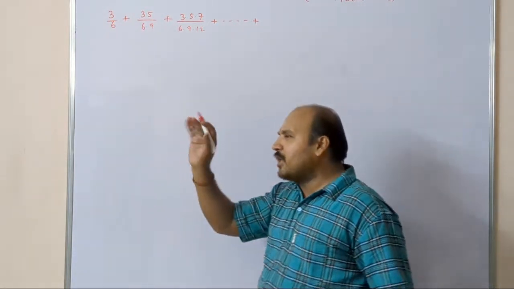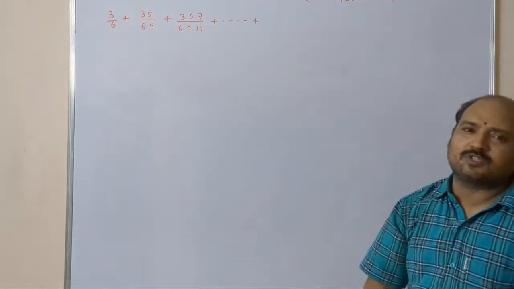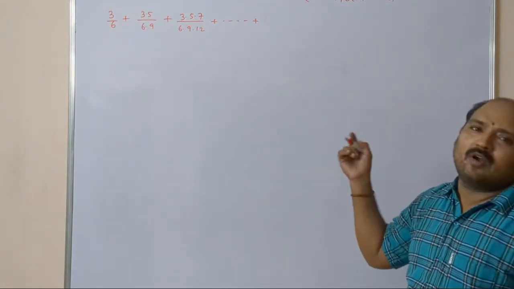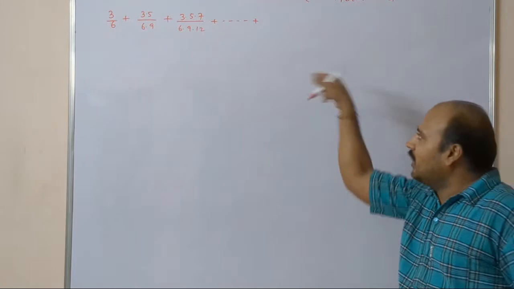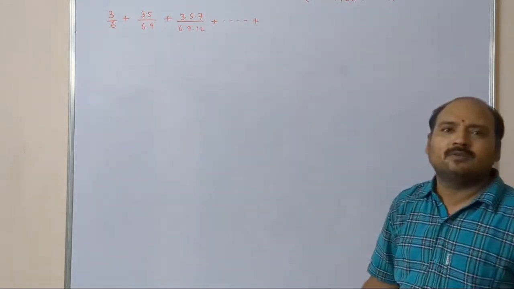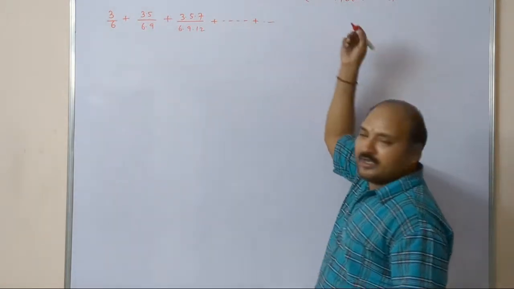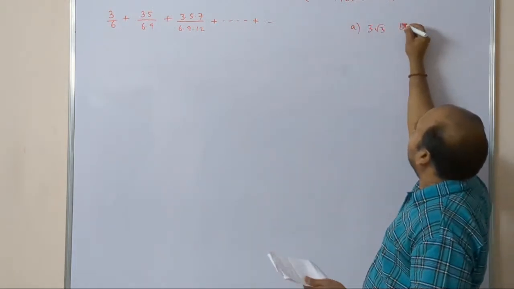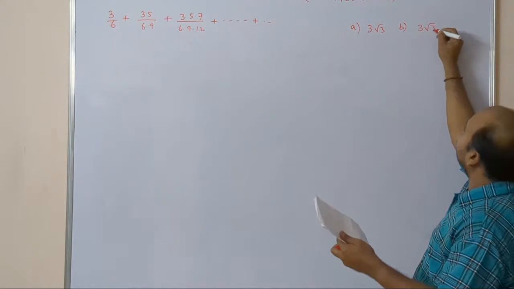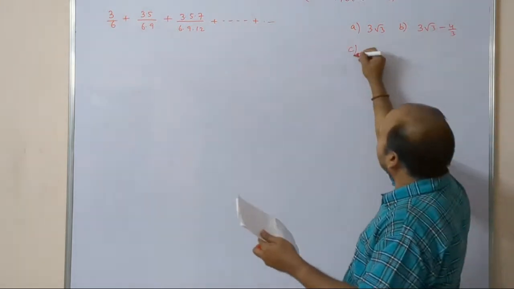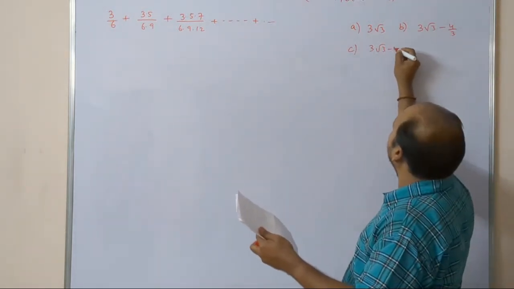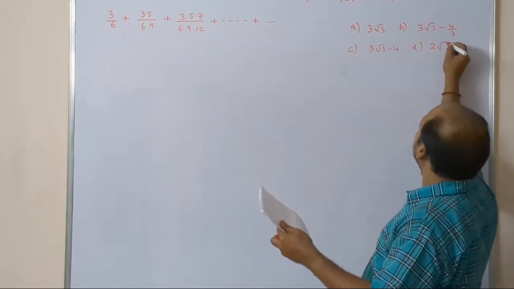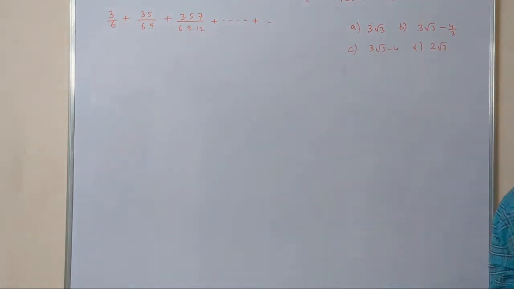Really, yesterday I wasted 5 to 10 minutes because of this question. Anyway, I got it after coming from the session. I started doing it and I got the answer. Sometimes all of a sudden we may not get the answer. But keep this type of question in mind and practice. 3 root 3 minus 4 by 3, 3 root 3 minus 4, 2 root 3. So keep going.